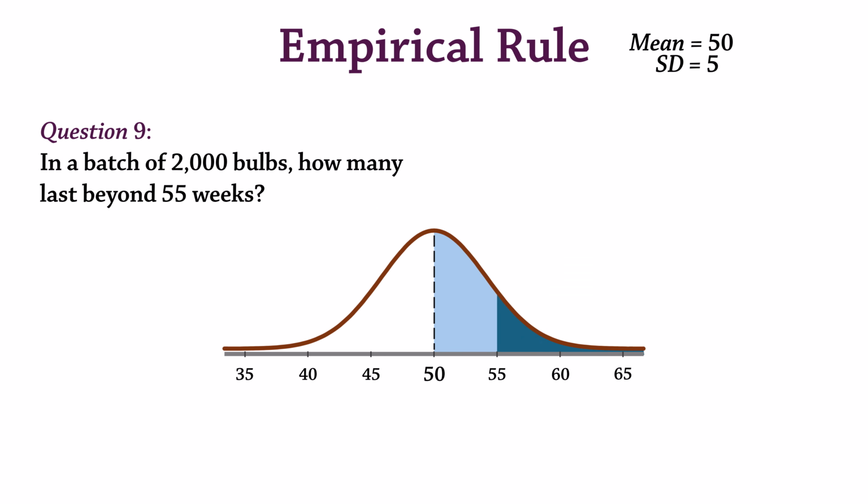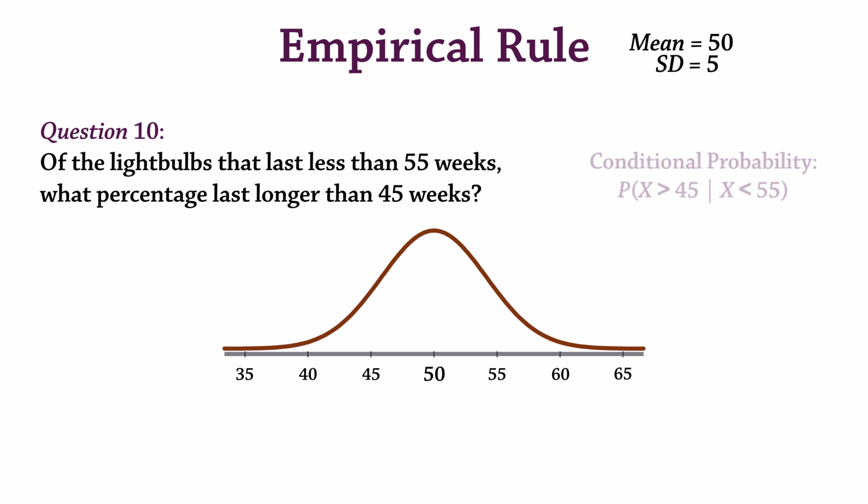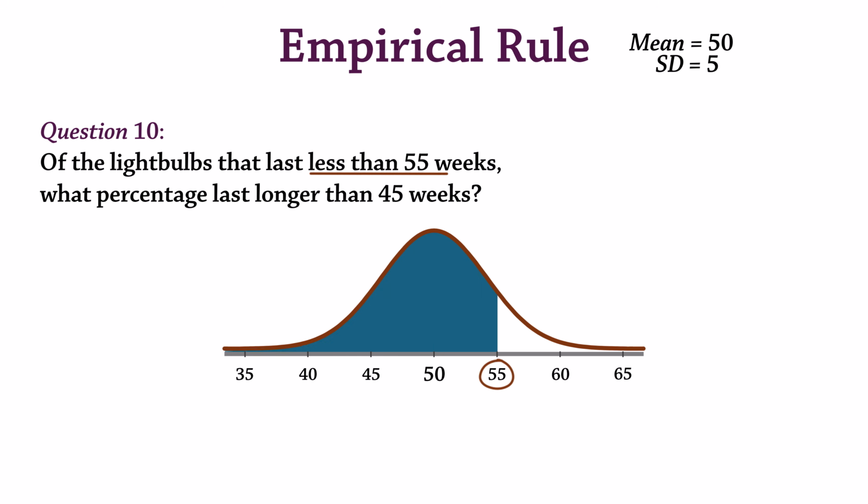Our final question is a type of conditional probability. We're only interested in the bulbs that last less than 55 weeks. Since 55 is 1 standard deviation above the mean, this subset of bulbs accounts for 84% of the distribution. Now, looking only at the 84%, what portion of them lasts more than 45 weeks?